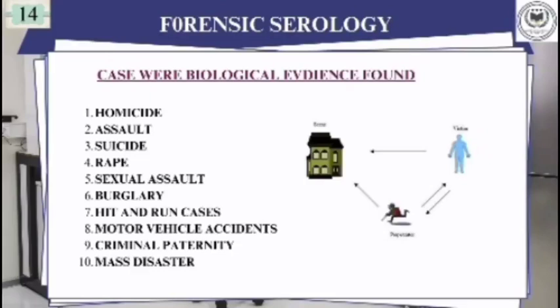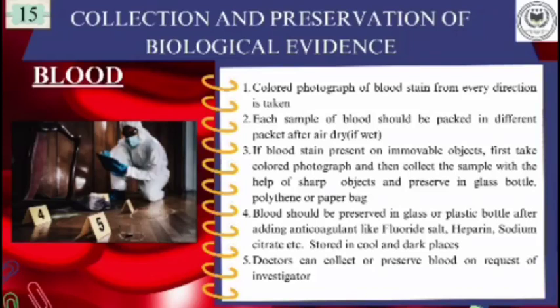These are the cases. Collection and preservation of biological evidence. First one, blood. Colored photographs of the bloodstain from every direction should be taken because those photographs help in crime scene reconstruction. And always remember that each sample of blood should be packed in a different packet after air drying.